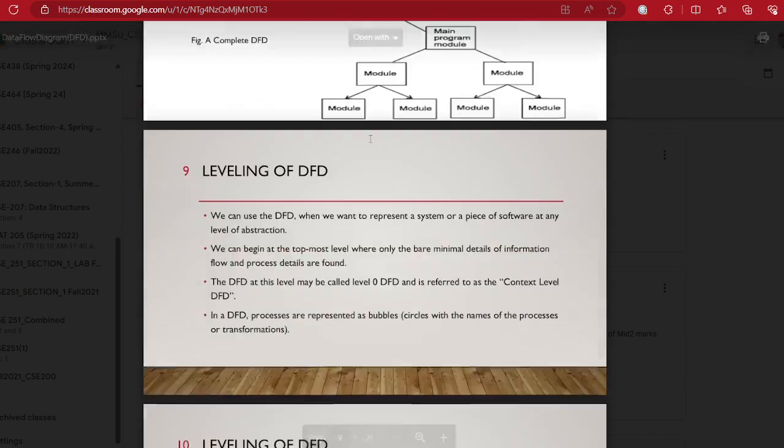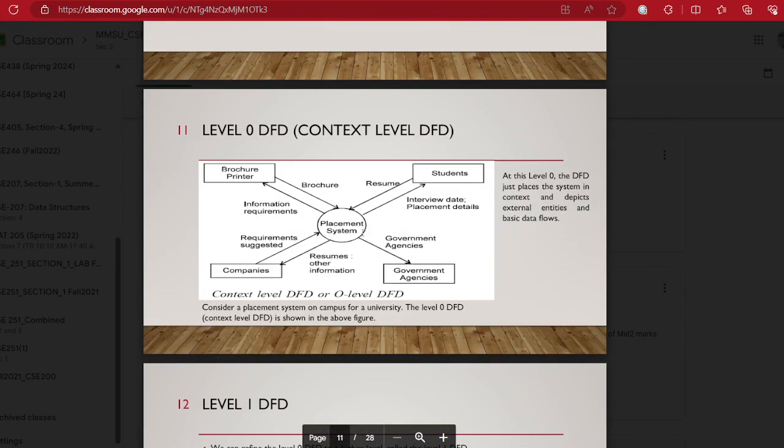So what information will the process contain? The process placement system is going to contain the brochures. It's going to contain the requirements suggested from the companies. It's also going to contain the resumes sent from students. And it's also going to contain government agencies' information. Okay, so that's what the process is going to contain.